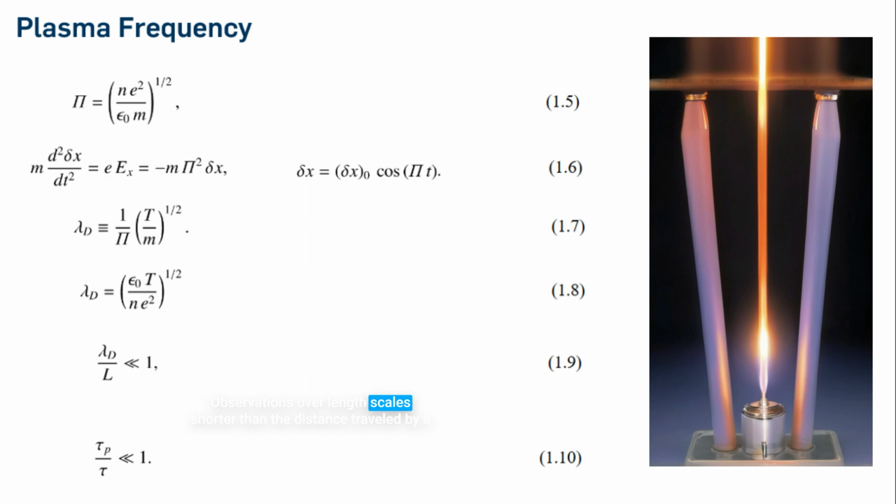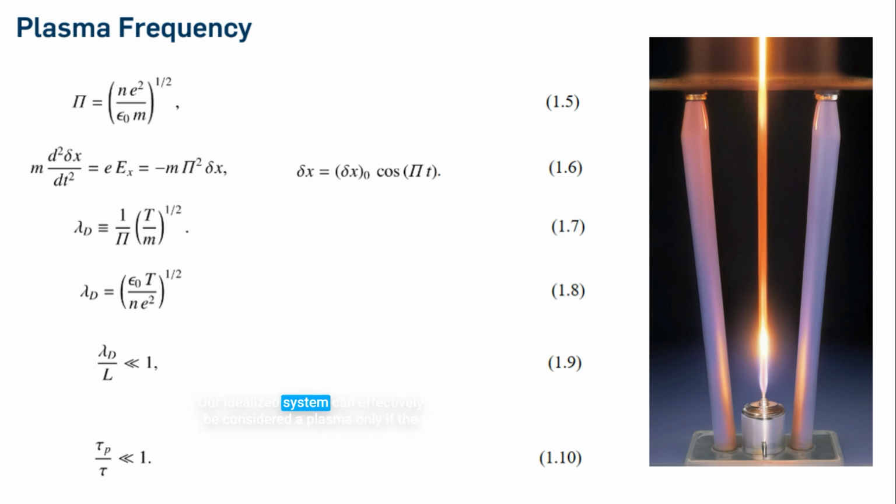Observations over length scales shorter than the distance traveled by a typical plasma particle during a plasma period will not detect plasma behavior. This spatial scale, equivalent to the Debye length, equation 1.7, is defined by equation 1.8, independent of mass and generally comparable for different species.